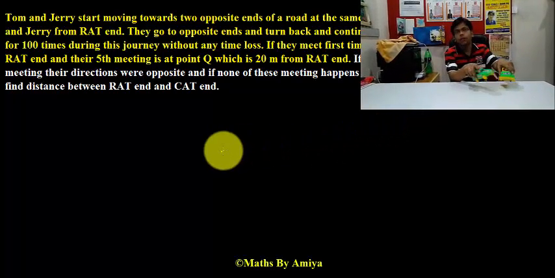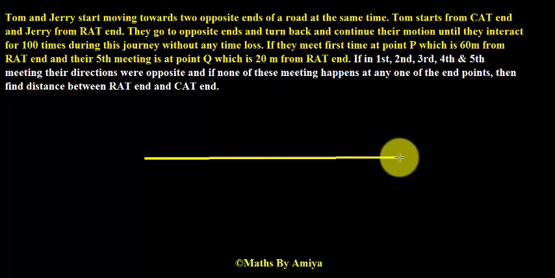Okay, now let's start the question. We have a path with two ends. Say one is the cat end, one is the rat end. From the cat end, Tom starts. From the rat end, Jerry starts.